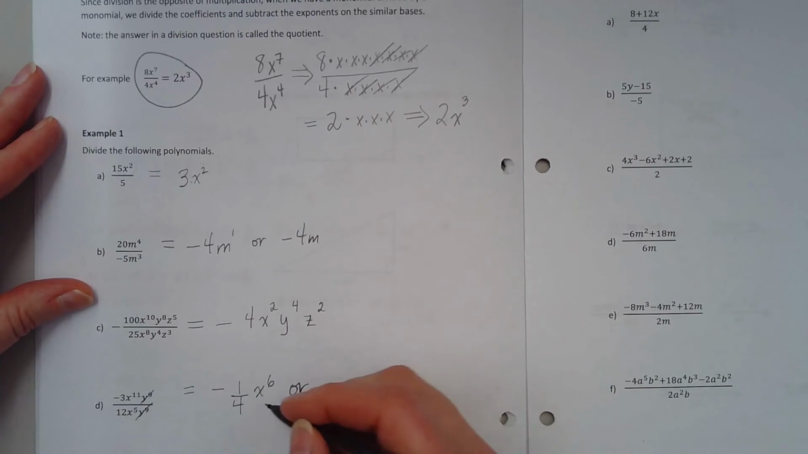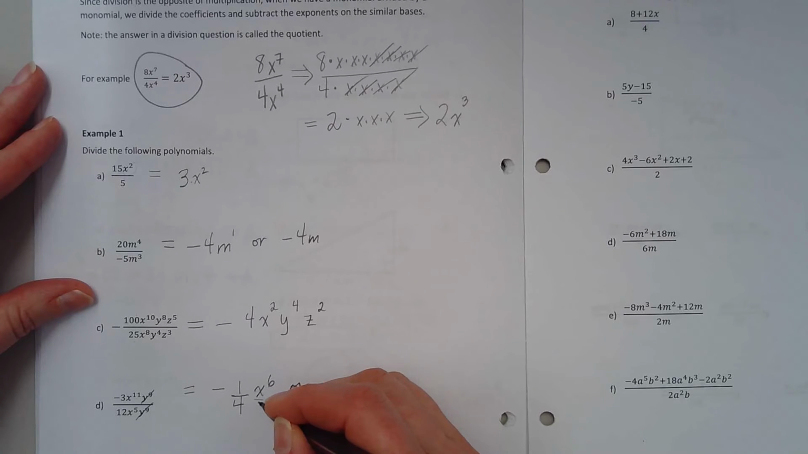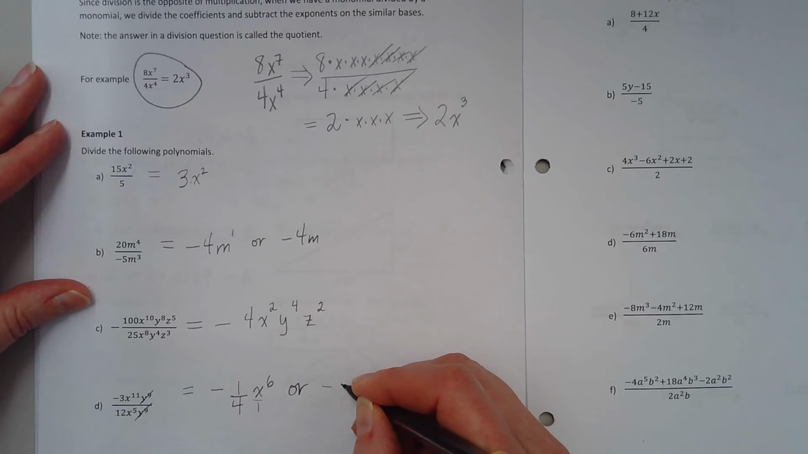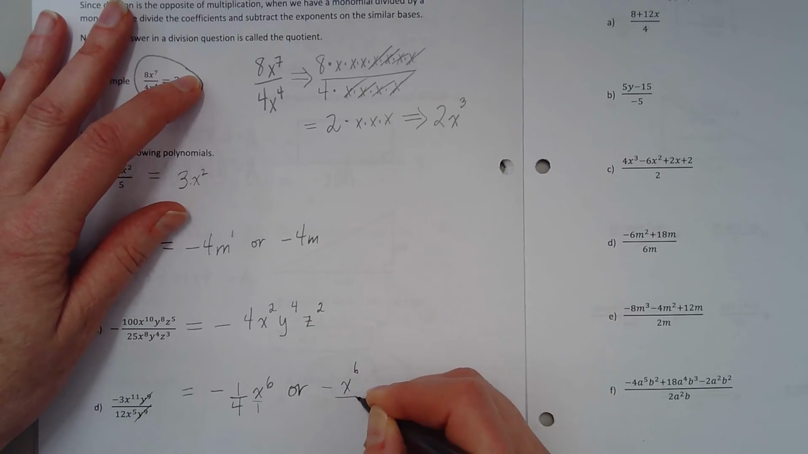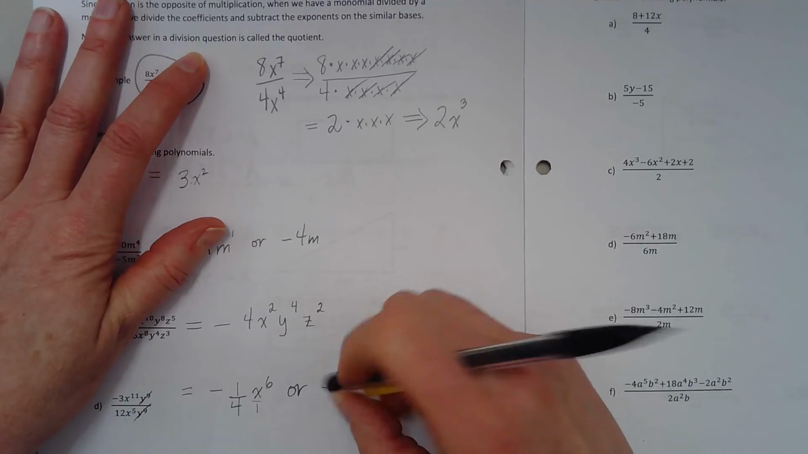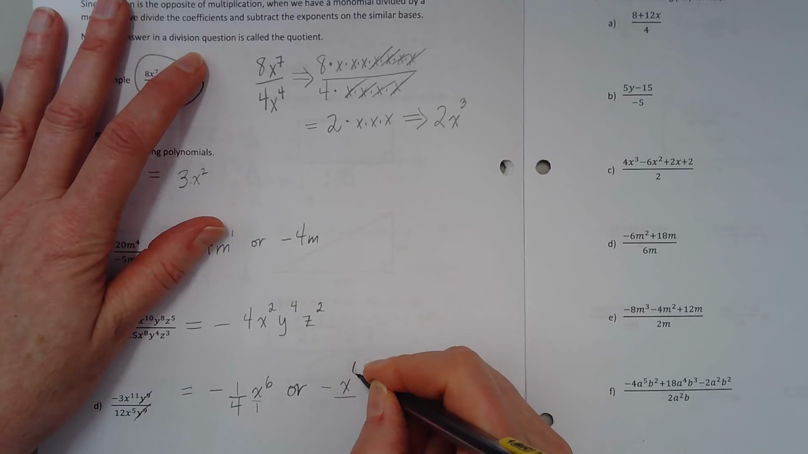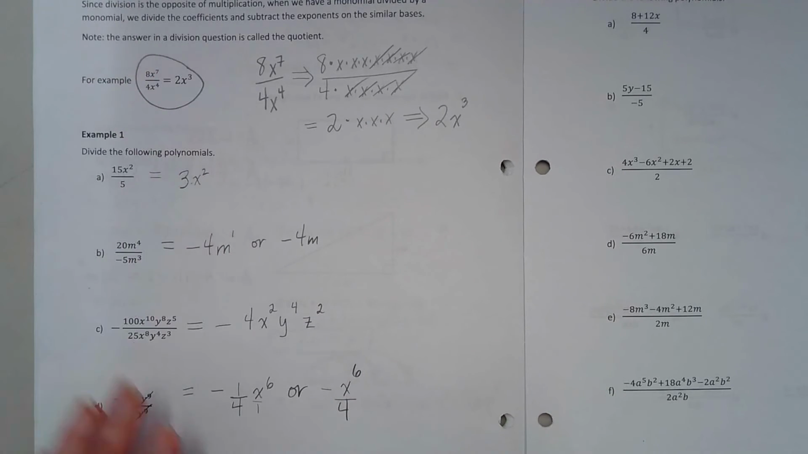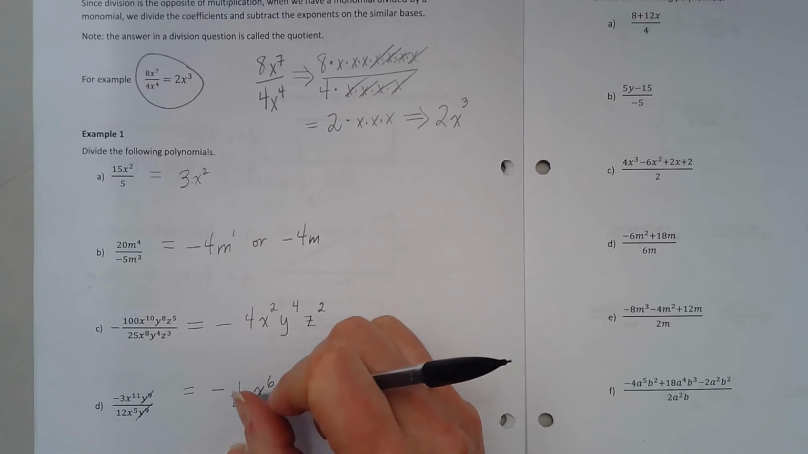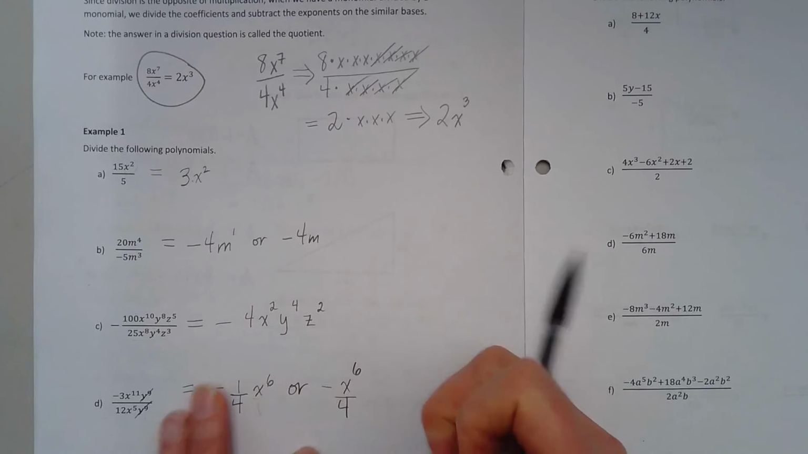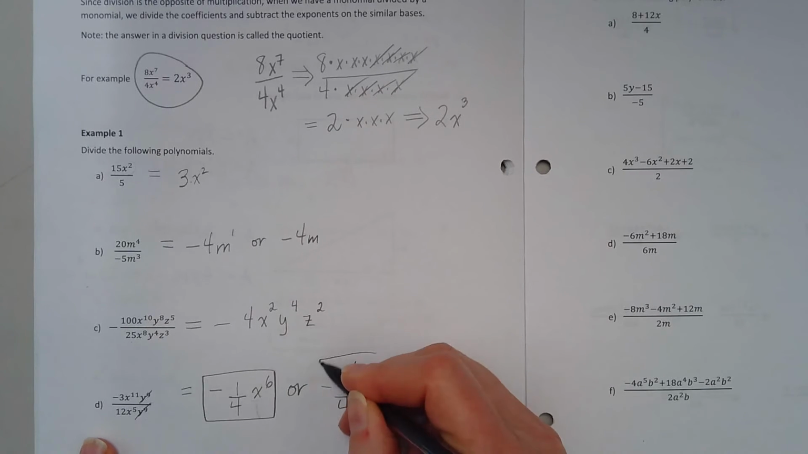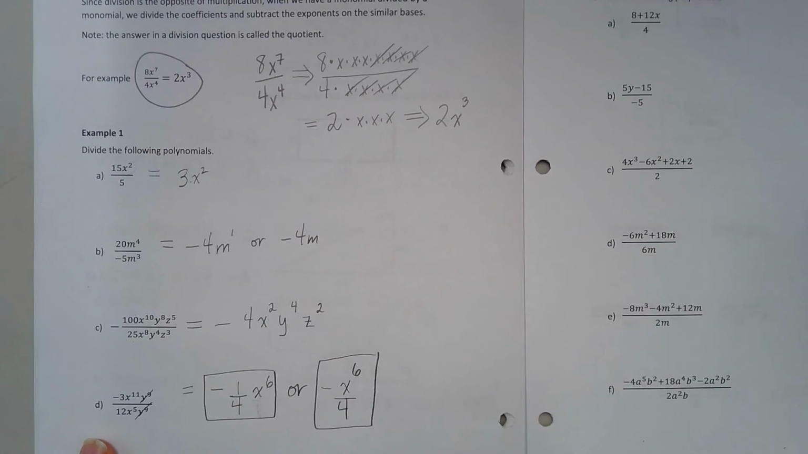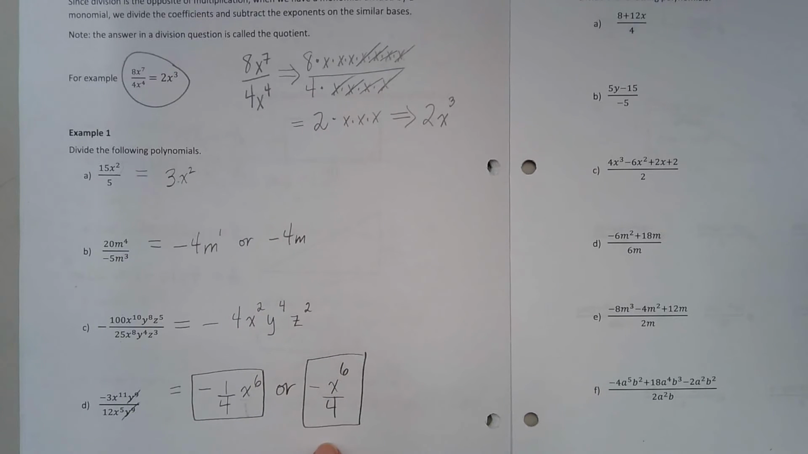Now, I can write this as negative 1/4 x to the power 6, or it could also be written as, remember these are being multiplied together, so you could multiply my 1 times my x to the power 6, and my 4 would go on the bottom. Negative 1/4 x to the power 6 is equivalent to negative x6 over 4. These are equivalent.